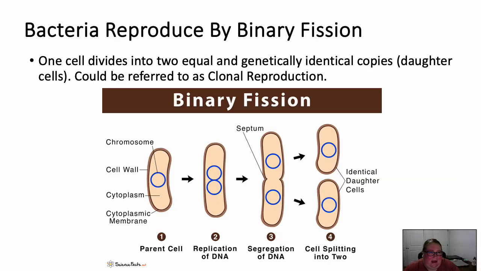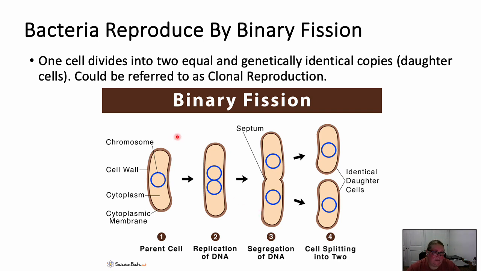Now, the fact that bacteria have one single circular chromosome means that it's really easy for it to copy or replicate its genome. Okay, so bacteria are going to reproduce by a process called binary fission. Okay, so it's going to divide into two equal and genetically identical copies. Okay, we call these identical copies the daughter cells and the original cell the parent cell. Okay, sometimes binary fission is referred to as clonal reproduction because we're literally getting clones or identical copies of the original cell.